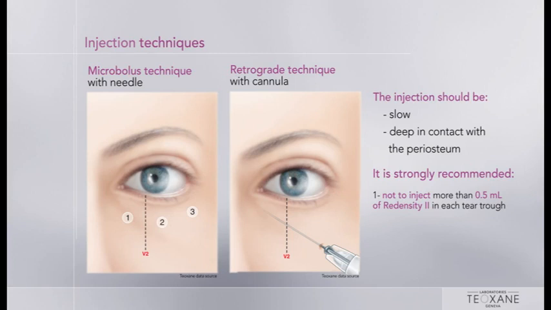It is also strongly recommended to undercorrect during the first session by injecting less than 0.5 milliliters and then see the patient 1 month after for touch-up only when necessary.